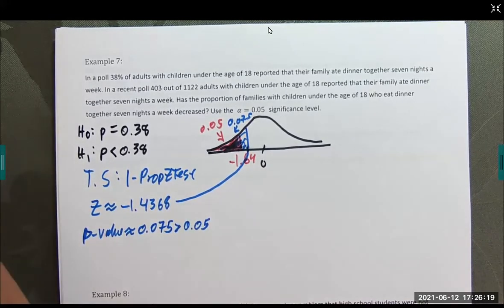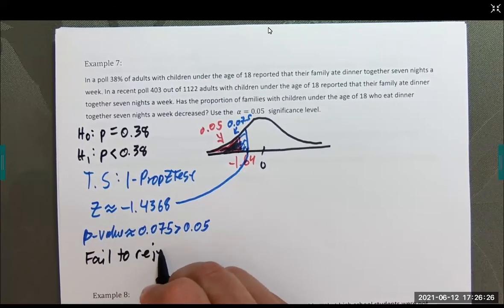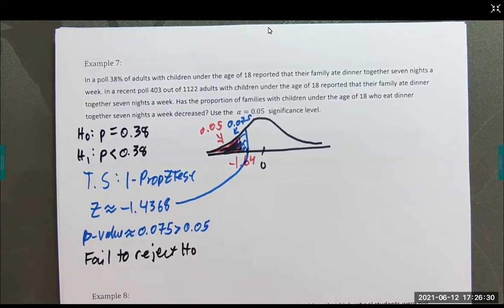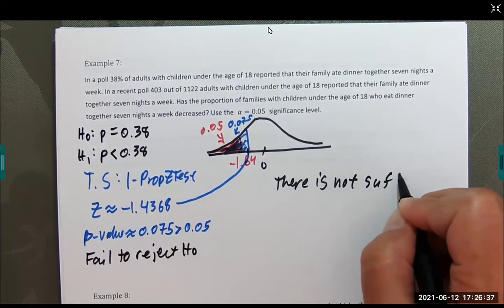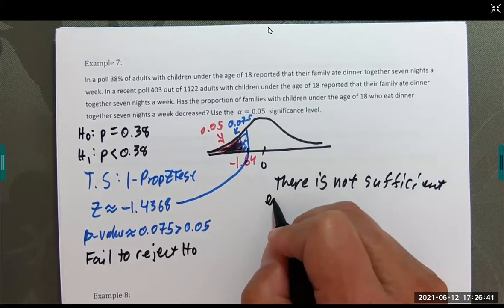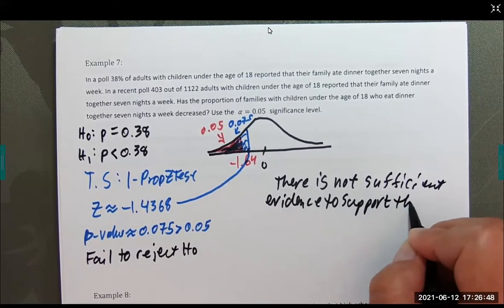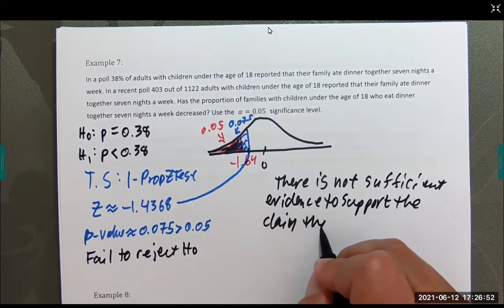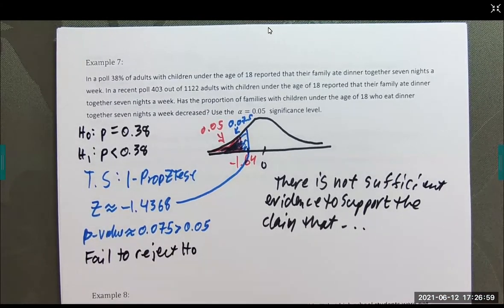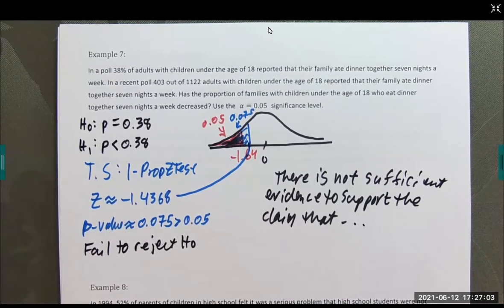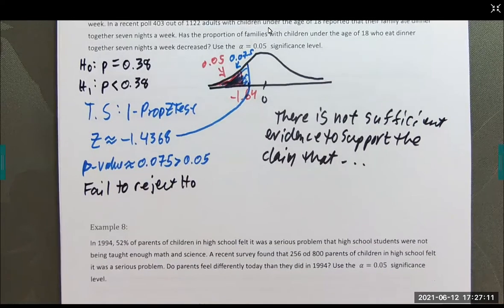So what is our conclusion? Once again, we are going to fail to reject the null hypothesis. So there is not sufficient evidence to support the claim that, I'm not going to write it all out, but the children under the age of 18 eating 7 days a week and so on. You can see it's not so bad. You, of course, on a test are going to have to write all that out. But I don't want you to watch me on a video doing a bunch of writing.